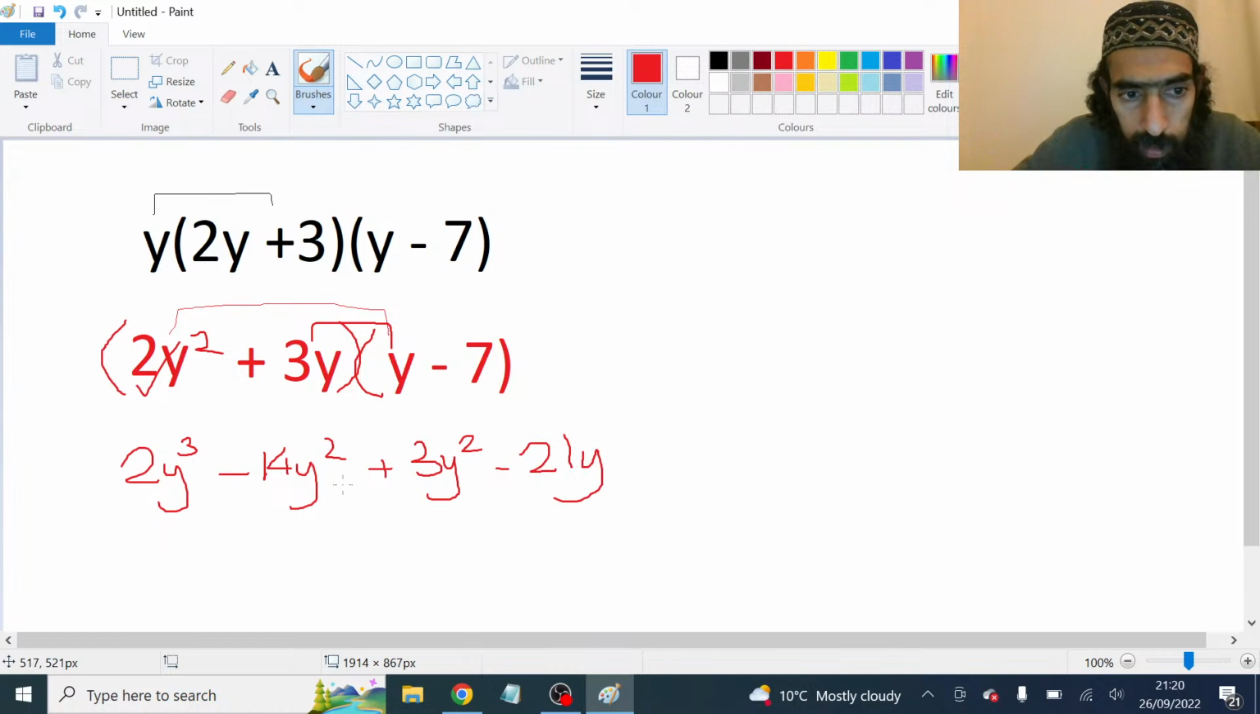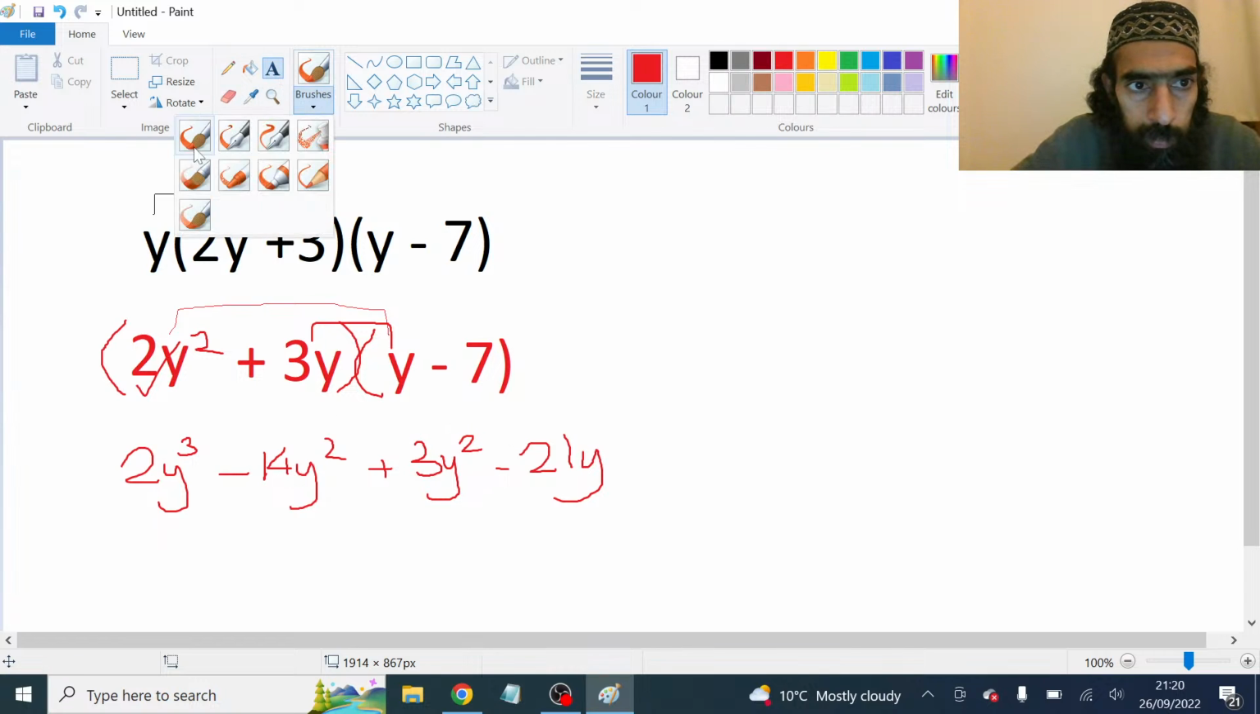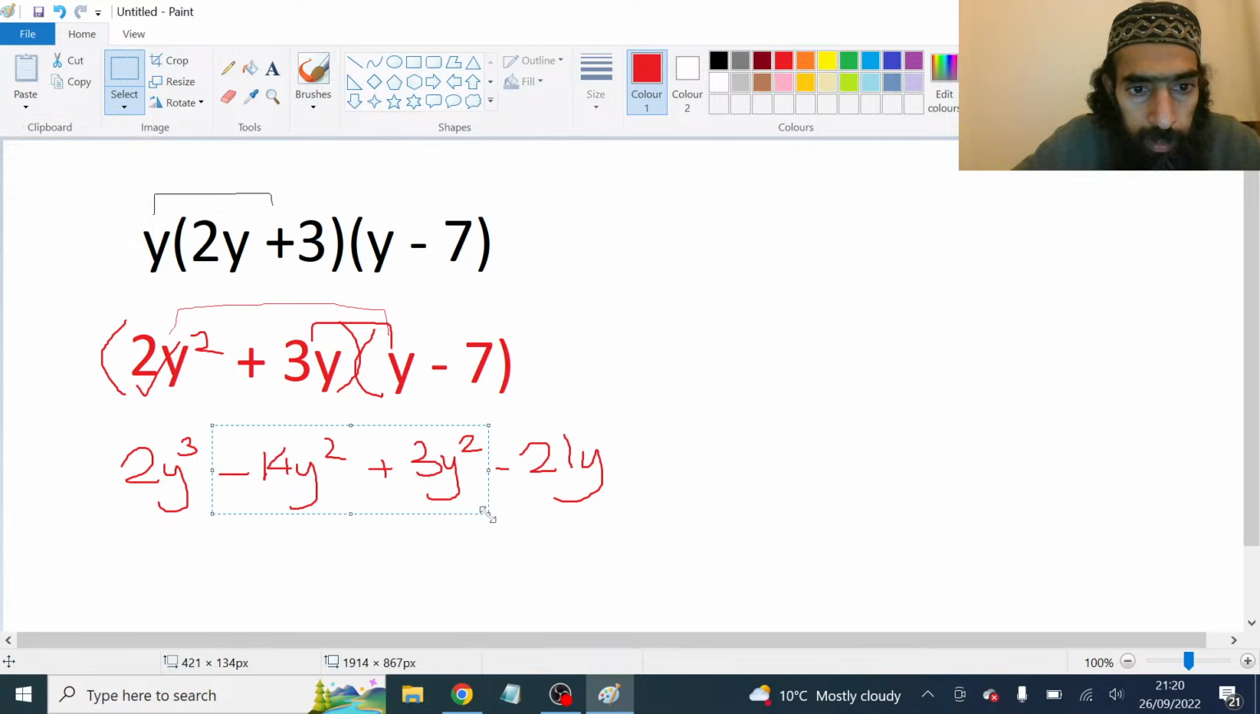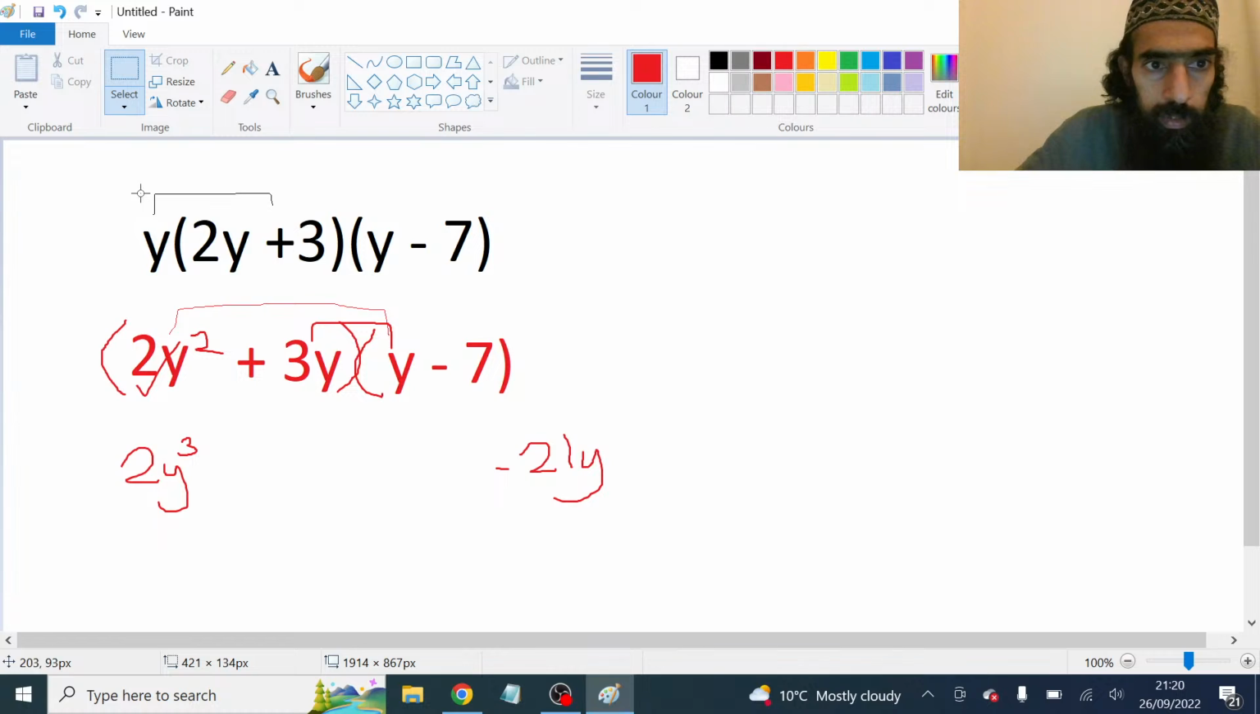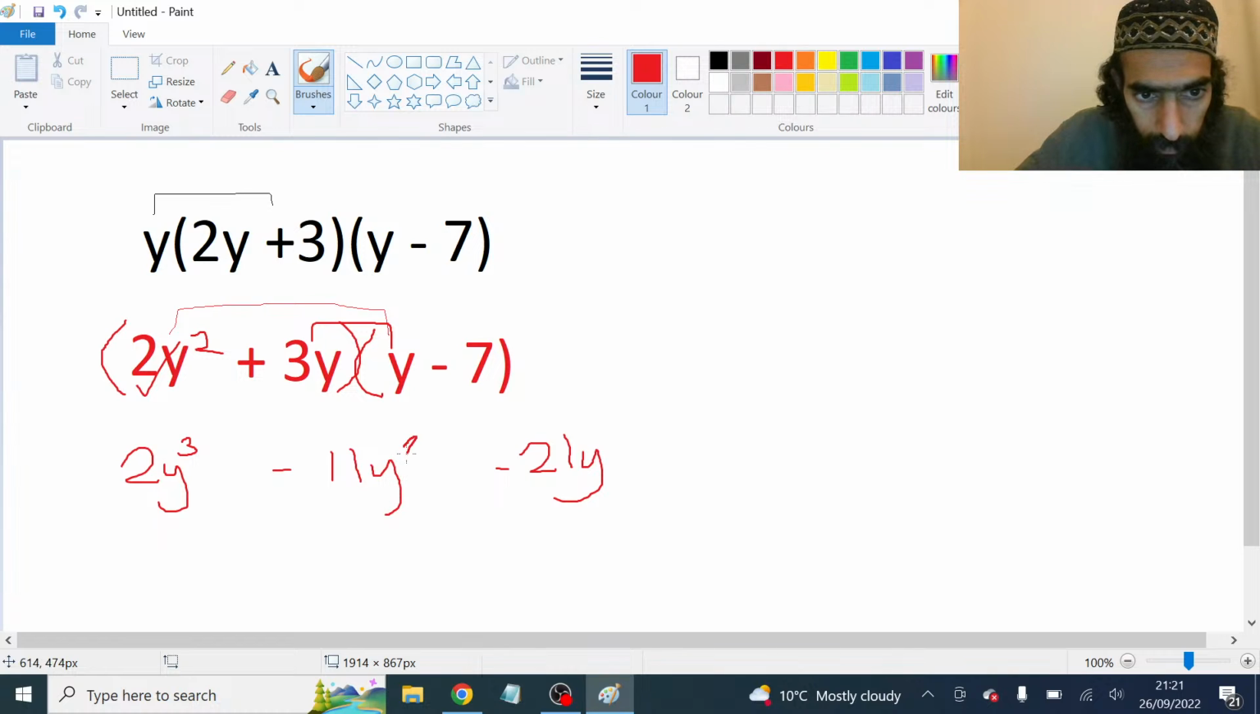Always good practice just to have a look, scan through. Is there anything that can be simplified a little bit? 2y cubed is good. Minus 14y squared plus 3y squared, that can be simplified. Think about what that simplifies to. Should be minus 11y squared. So let's write minus 11y squared. And that's your final answer, 2y cubed minus 11y squared minus 21y.